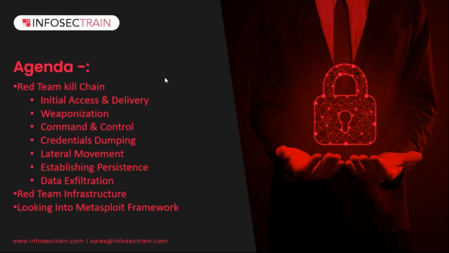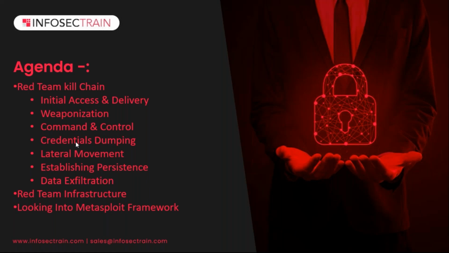Now, the agenda for today is the red team kill chain: how the red team kill chain looks like, what are the things that we do, and what steps and methodology we follow in red team. We will look into that. Then we have all the steps here: initial access and delivery, weaponization, command and control, credential dumping, lateral movement, establishing persistence, and data exfiltration. These are the steps that we basically follow in the red team kill chain, and we will be looking into that, right?